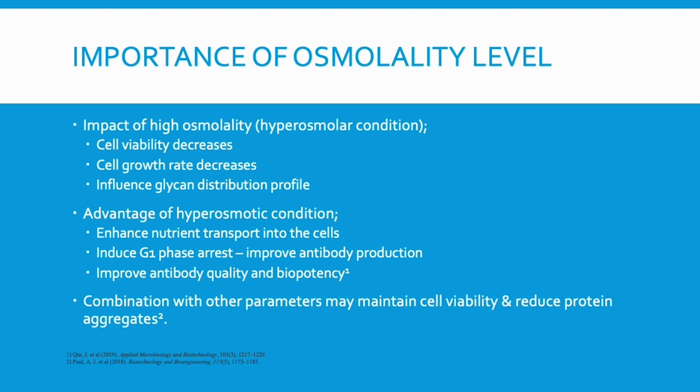Other than enhancing the nutrient transport into the cells, this condition could also indirectly induce the G1 phase arrest, where this phase was reported to be the major production phase of antibody, thus increasing the antibody yield. Although there are contradictory findings to this, hyperosmolality at a certain level in the cell culture could result in better antibody quality and biopotency. In addition to that, there are studies reporting that simultaneous change of osmolality and pH could maintain the cell viability and result in lower protein aggregates.